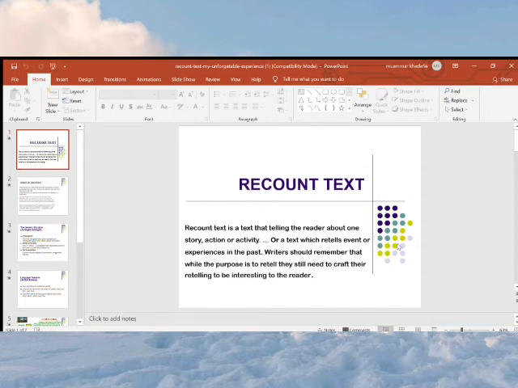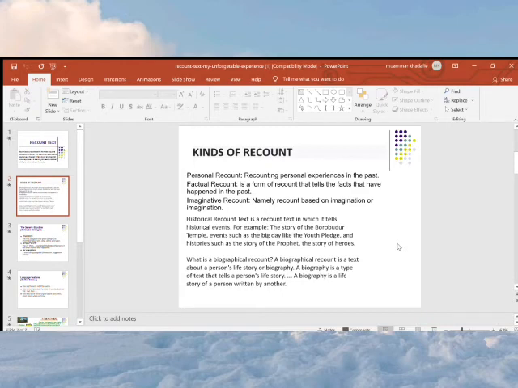Any volunteer to read? The text that tells the reader about one story, action, or activity, or a text which retells events or experiences in the past. Writers should remember that while the purpose is to retell, they still need to craft their retelling to be interesting to the reader. Okay, good, Dilla.